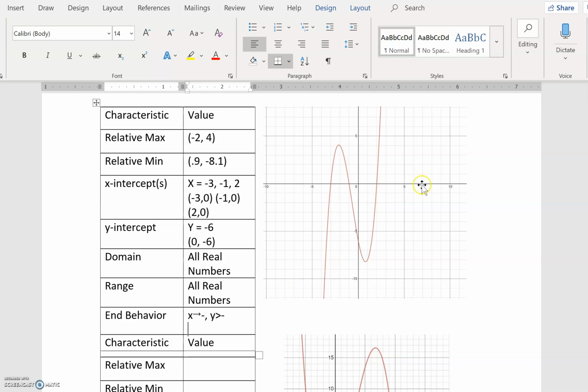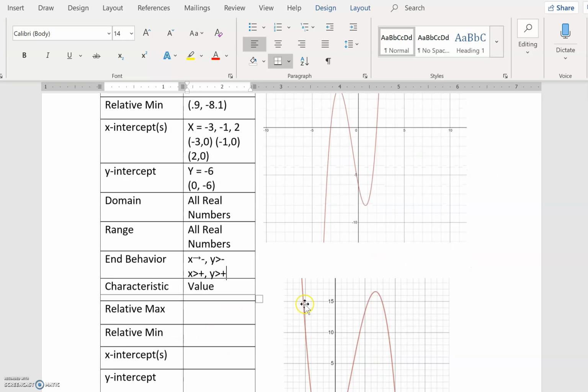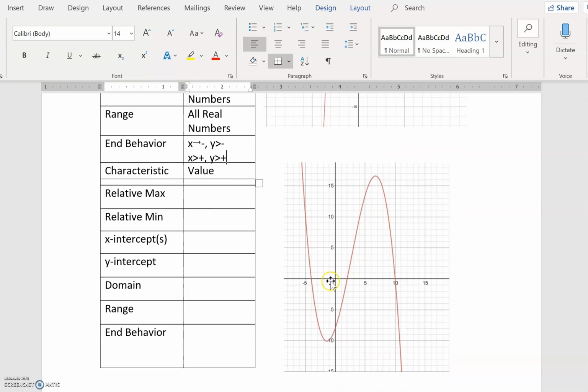And as our x values get big, so as our x values approach positive numbers, our y values also approach positive numbers. Okay, so this is just a basic, quick way to write it without having to do a bunch of formatting and stuff. If you want to put the arrows in, cool, do it. But you don't have to. All right, let's look at another one.